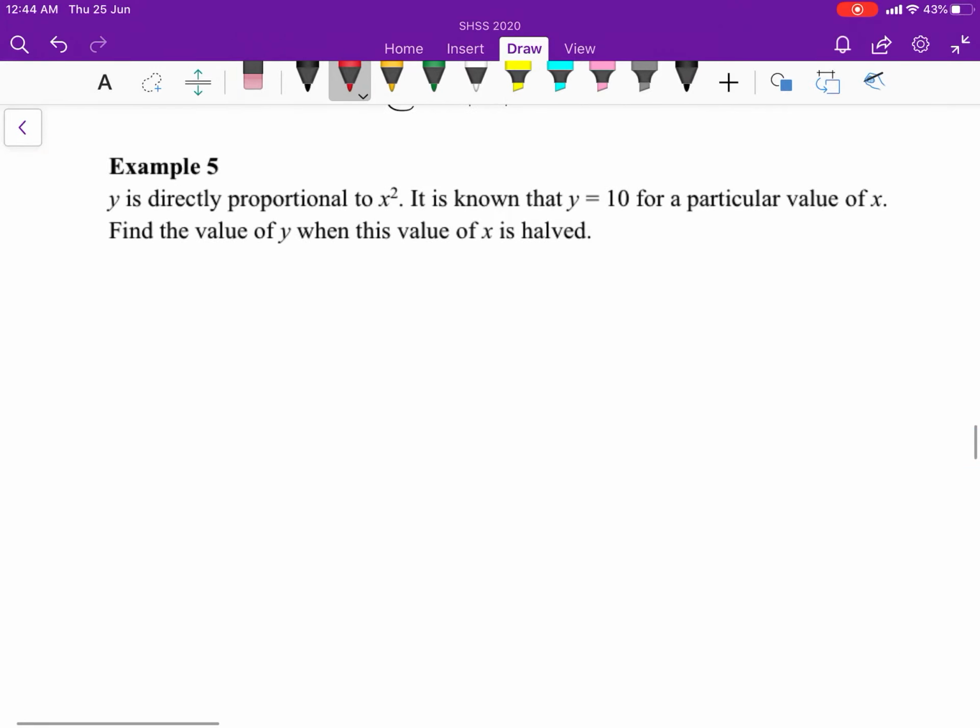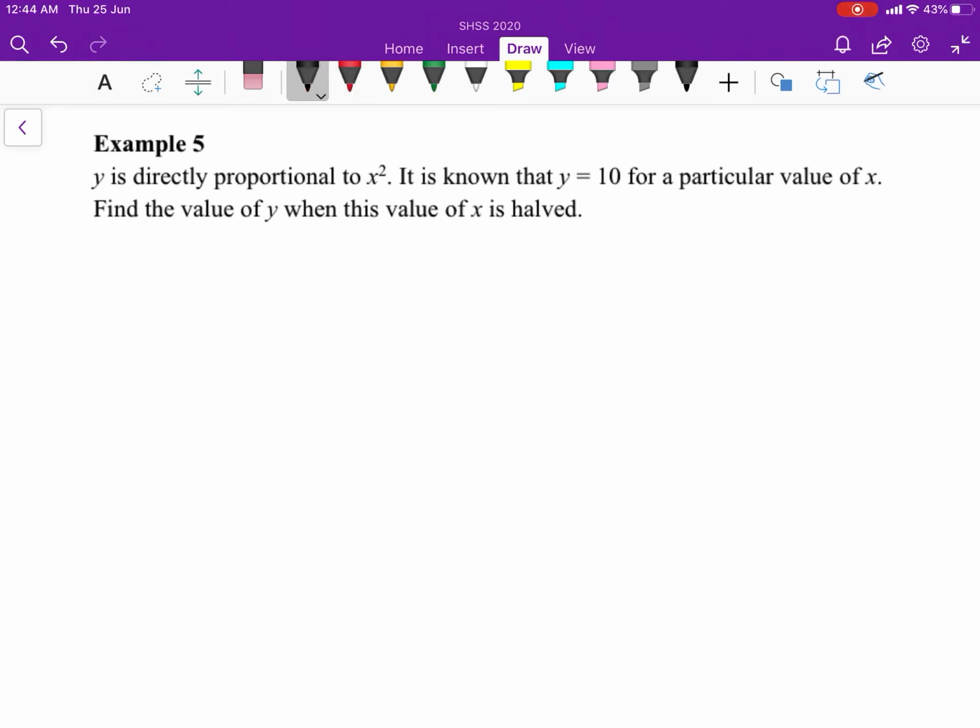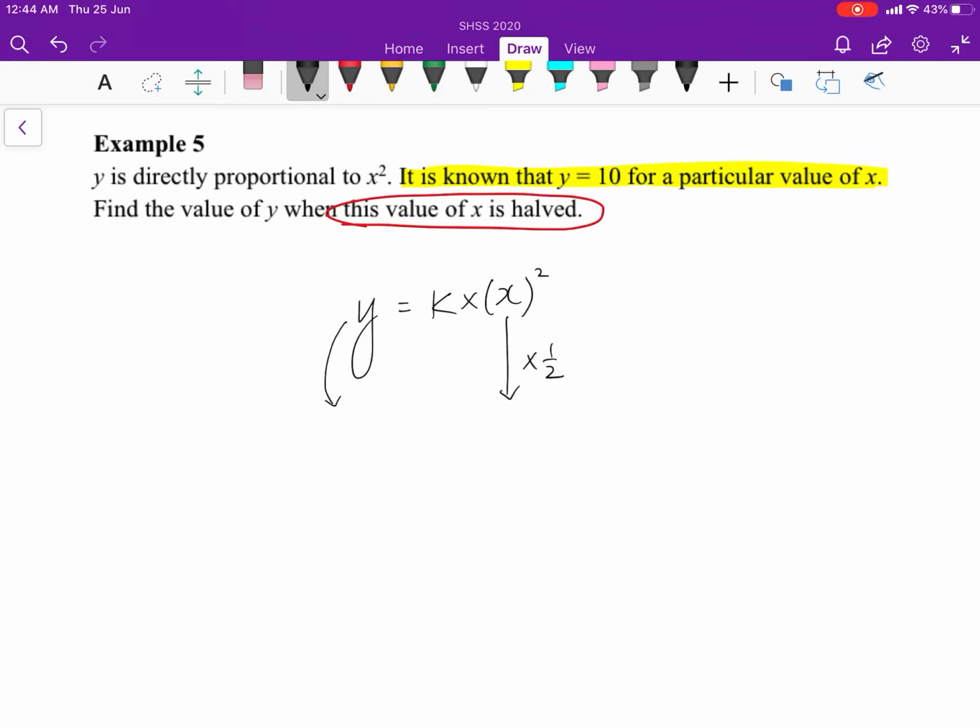Number 5. Let's read the question. It says y is directly proportional to x squared, so y equals k times x squared. Leave this alone first. It is known that y equals 10 for a particular value of x. You can leave it first. Now read the next part. It says find the value of y when this value of x is halved. If this value of x is halved, like what I taught you just now, this value of y would then be multiplied by half squared. Correct? So then now I can put in the values.